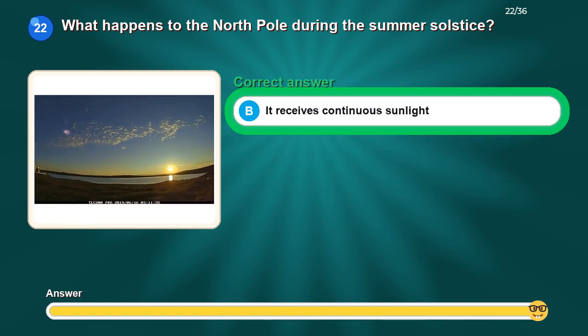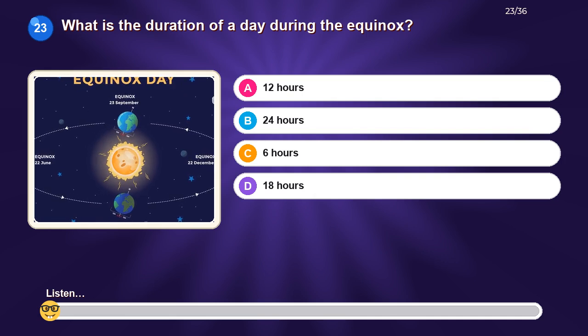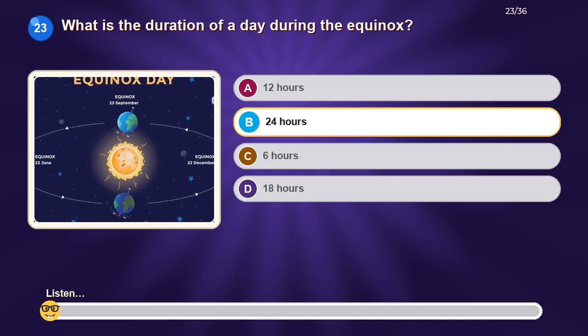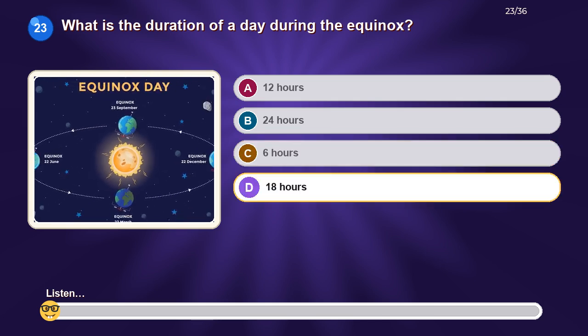The correct answer is, it receives continuous sunlight. What is the duration of a day during the equinox? Option A. 12 hours. Option B. 24 hours. Option C. 6 hours. Option D. 18 hours.